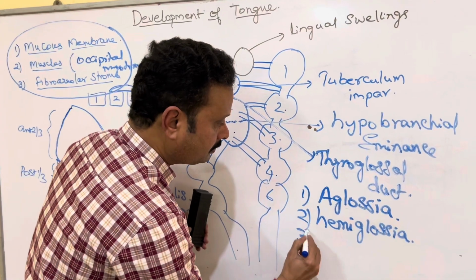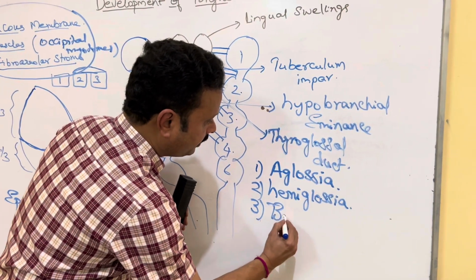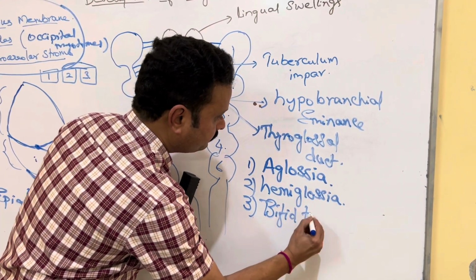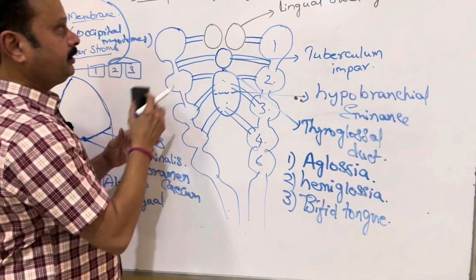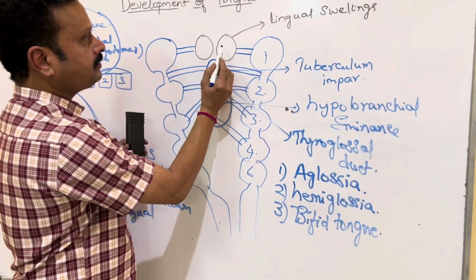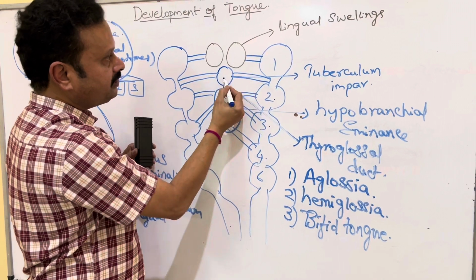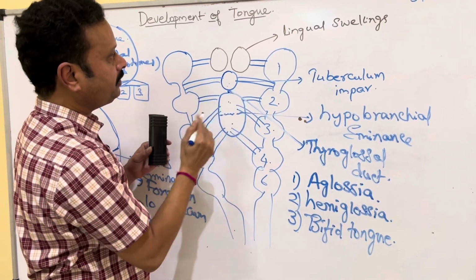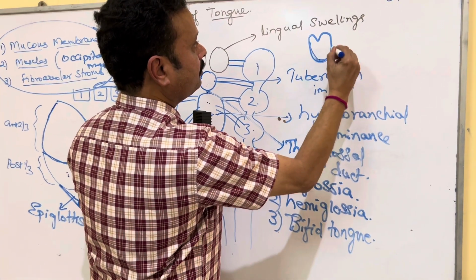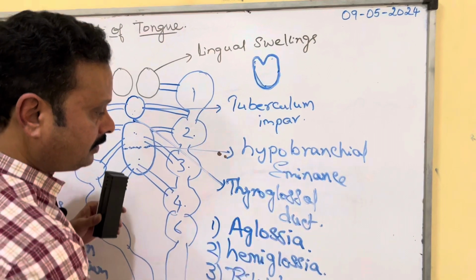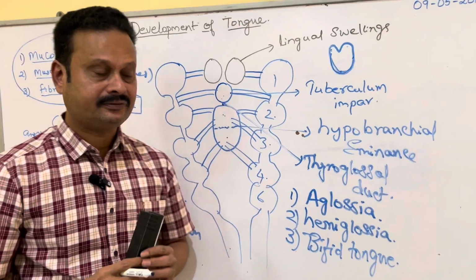Third one, bifid tongue. When the two lingual swellings do not fuse with each other and instead each fuses directly with the tuberculum impar, you can see a tongue like this. So this is called bifid tongue, which is a common feature in a snake.